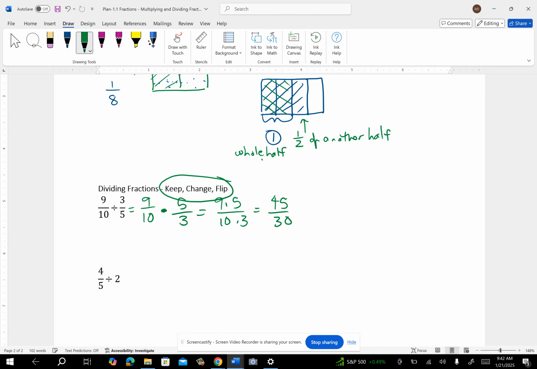And then simplify, okay? So first thing I might notice is that 5 goes into both, and I'd be left with 9 on top and 6 on the bottom. And then I might notice that 3 would go into both. And I'd wind up finally with 3 on top and 2 on the bottom. So that's always okay to do. You can multiply straight across.